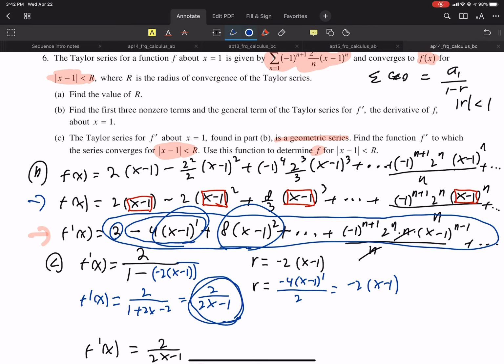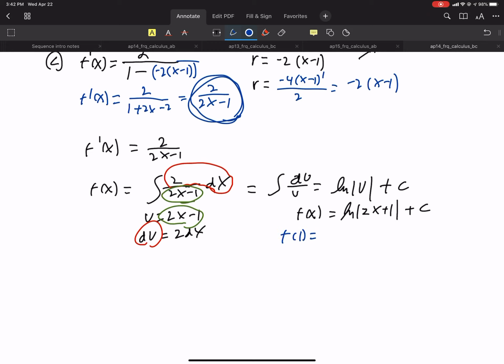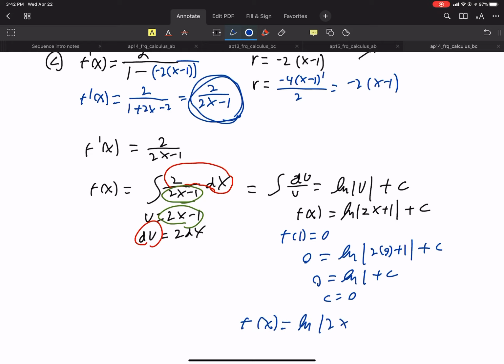If you look at this and you plug in 1, all the terms have x minus 1, and so it's going to be 0. So knowing that f of 1 equals 0, plug in 1 for all the x's, you're going to get 0 equals ln of 2 times 1 minus 1, plus c. So 0 equals ln of 1 plus c. But the ln of 1 is 0. So c equals 0. So our final answer, f of x equals ln of 2x minus 1, done. That's it. Bye.